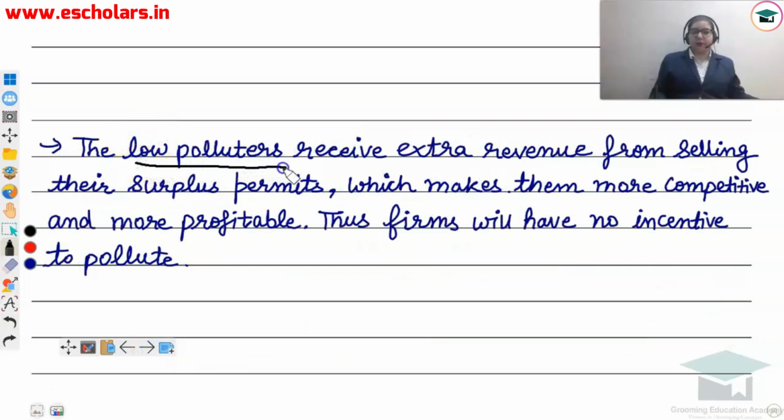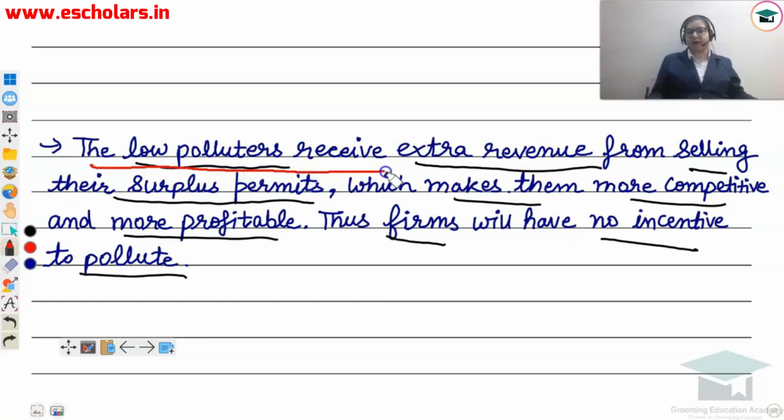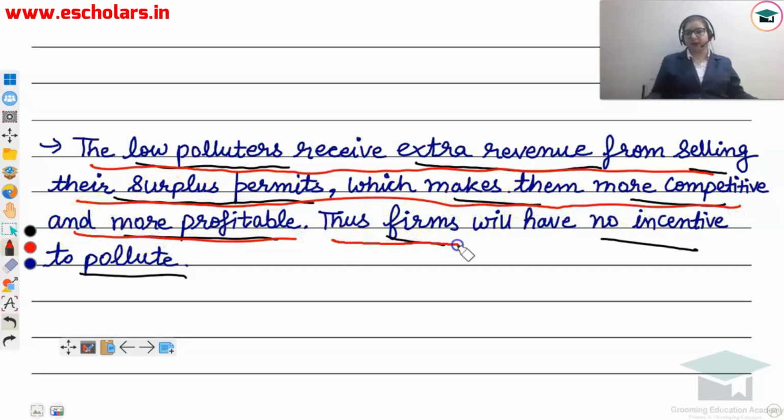And the low polluters receive extra revenue from selling their surplus permits, which makes them more competitive and more profitable. Thus, firms will have no incentive to pollute. So let's recall it. The low polluters receive extra revenue from selling their surplus permits, which makes them more competitive and more profitable. Thus, firms will have no incentive to pollute.